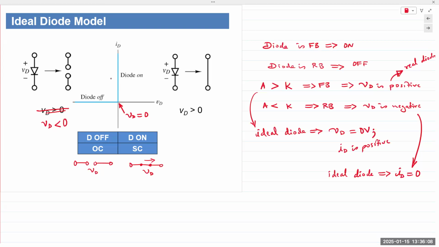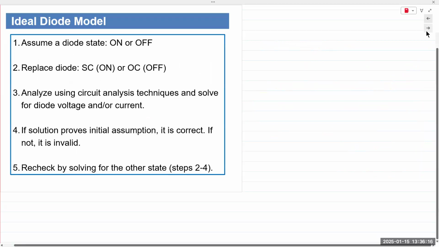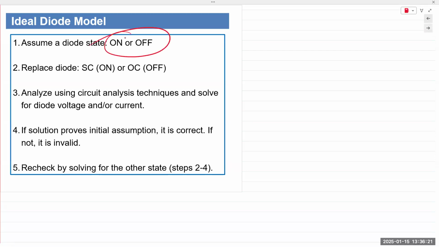All right, any other questions? Okay, let's look at the steps. If we were to analyze a diode circuit using the ideal diode model, the first thing we would do is make an assumption, whether the diode is on or whether the diode is off. Based on our assumptions, we replace the diodes with either a short circuit or an open circuit.